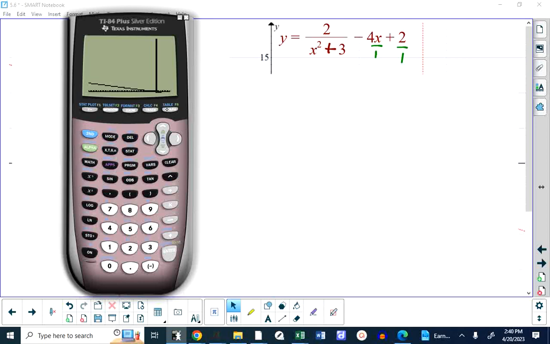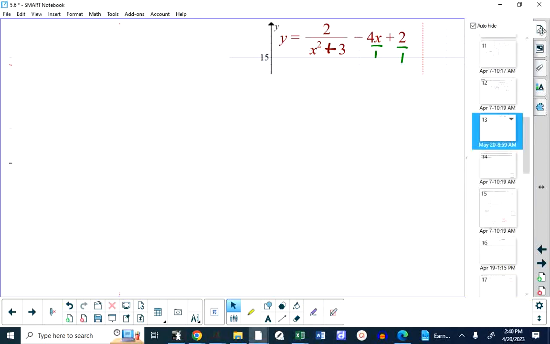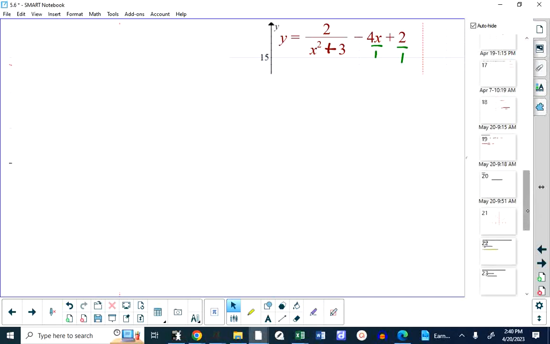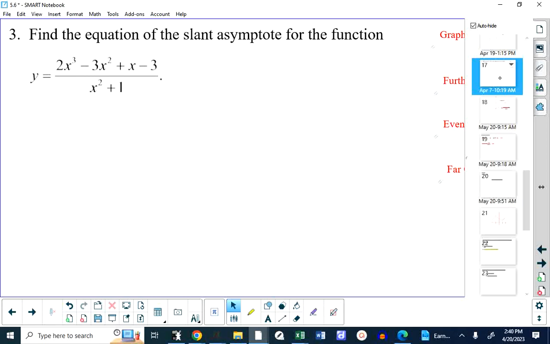I've zoomed out enough that I hope you can appreciate that the dotted line is being covered up by the solid line. So it is asymptotic on both sides. I do have a different one to show you here, there we go. It's the next example. Let's look at the graph of the next example first.